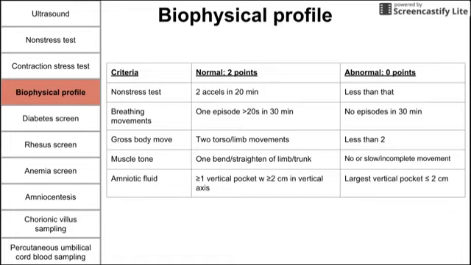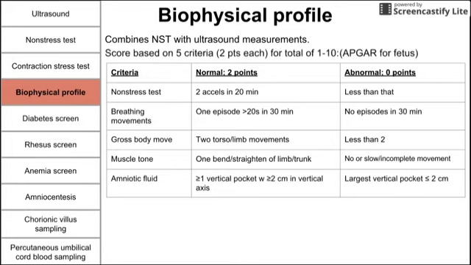Next up is the biophysical profile. The biophysical profile essentially combines the non-stress test with several other ultrasound measurements. The score is based on 5 criteria, and you can get 2 points for each criteria for a total score of up to 10 points. This is essentially analogous to the APGAR scores, but for an unborn baby. APGAR is for a newborn, whereas the biophysical profile is for a fetus.